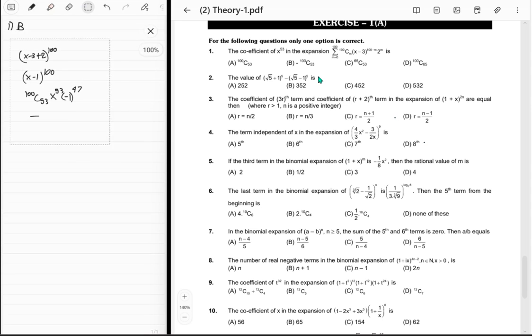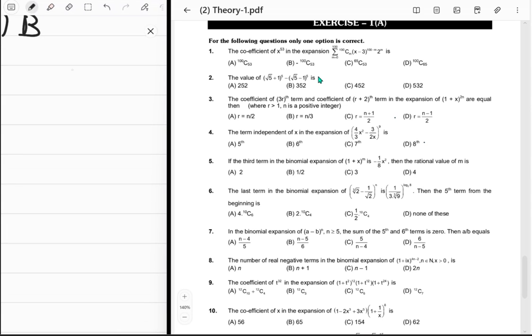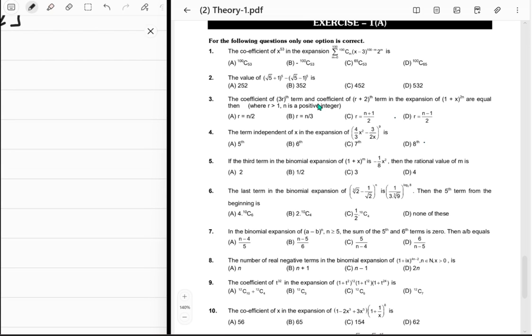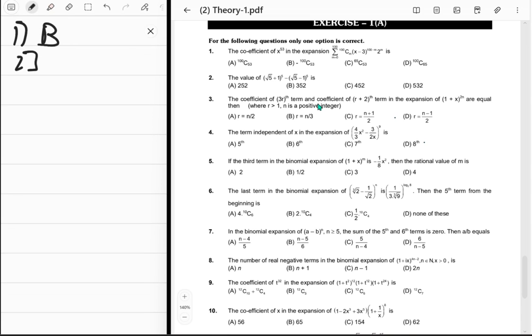Next, second: the value of (square root 5 plus 1) to the power of 5 minus (square root 5 minus 1) to the power of 5. Yeah, whatever, just expand this out, right? So just to the power of 5.